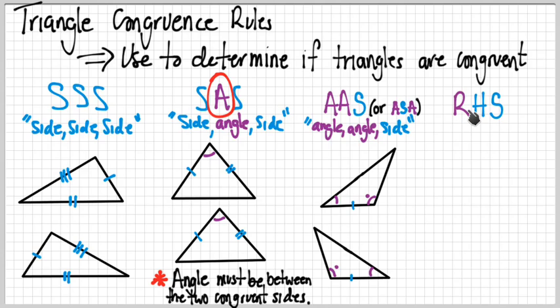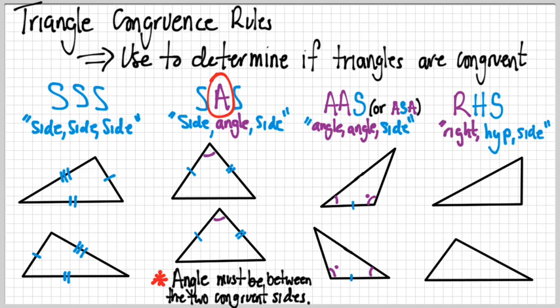Okay, RHS stands for right hypotenuse side. So right, referring to the fact that there's a right angle. Okay, or you could say that it is a right-angled triangle. Okay, so if we have two right-angled triangles, and we know the hypotenuse as specified here in the name, the hypotenuse of one is congruent to the hypotenuse of the other, and any side is congruent on this triangle to any other side on the other, then we know those triangles will be congruent, and that's a special one just for right-angled triangles. Okay, those are our rules.